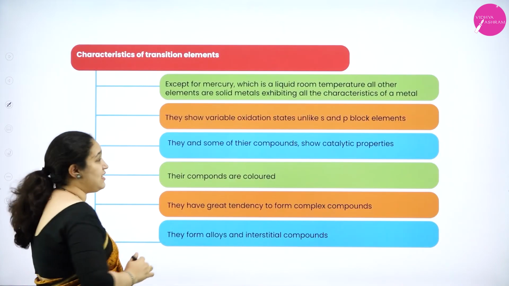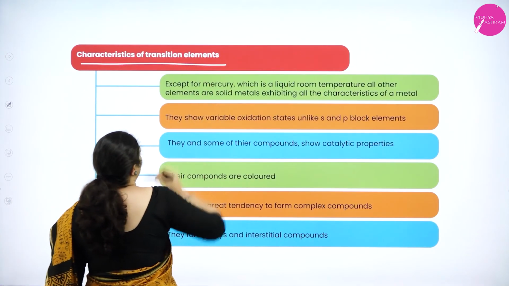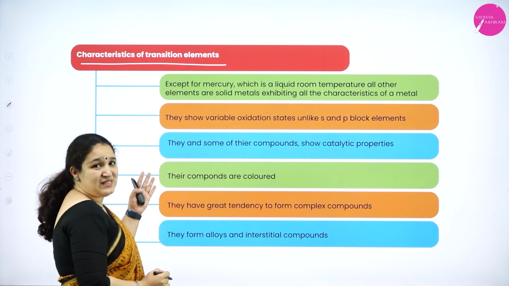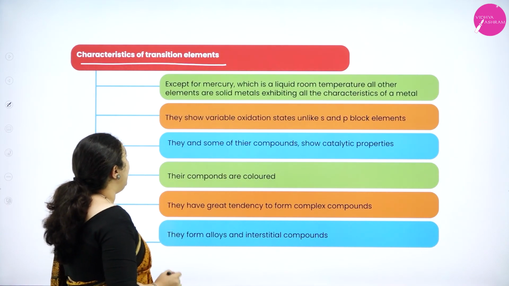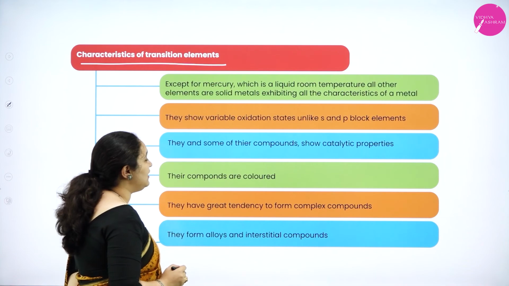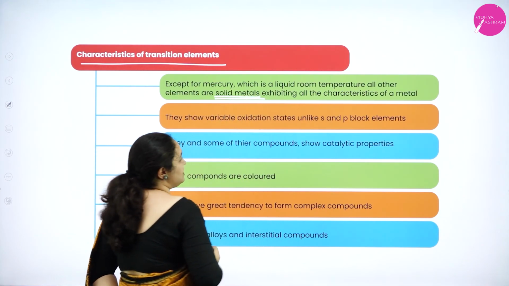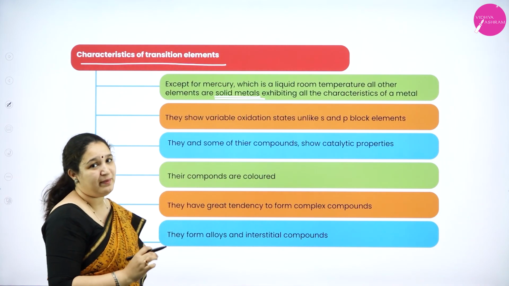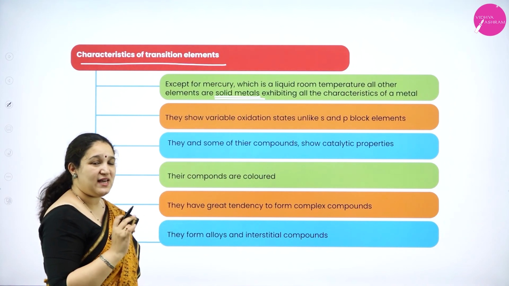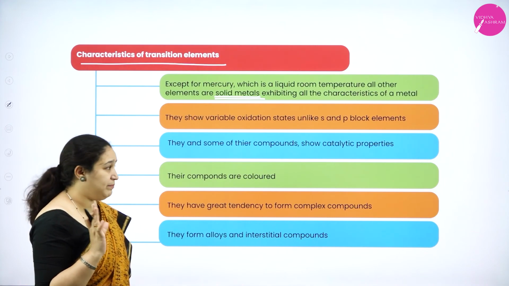Next is about the characteristics of the transition elements. We'll see them one by one. First one, except for mercury, which is a liquid at room temperature, all the elements are solid metals exhibiting the characteristics of a metal. So only mercury is a liquid, the rest are all solid metals.